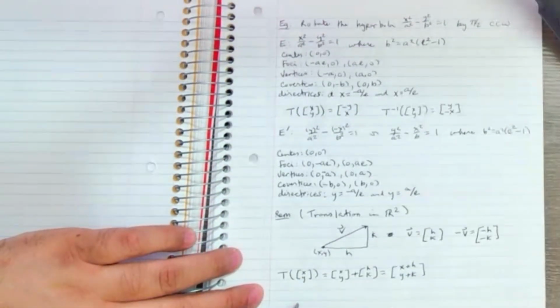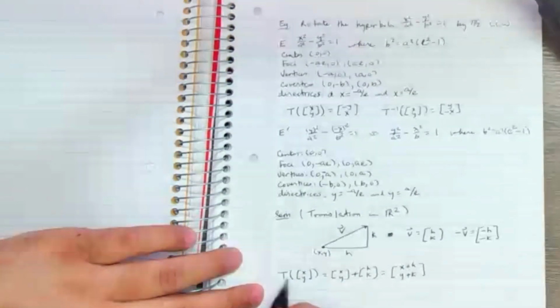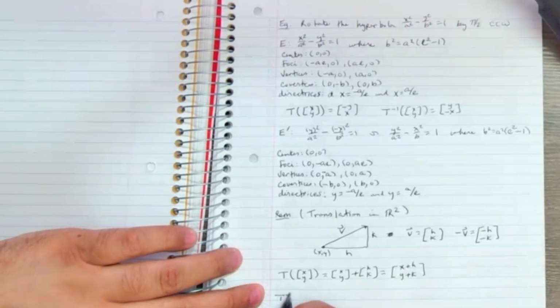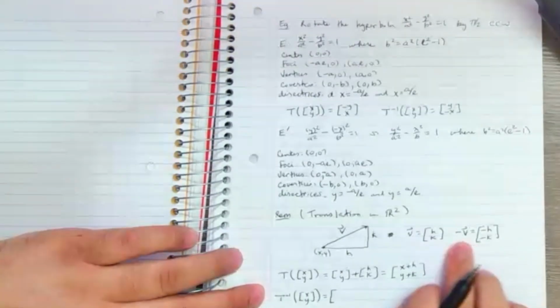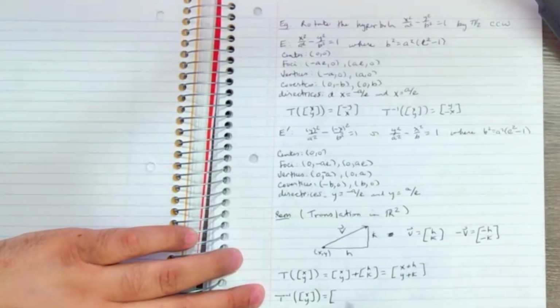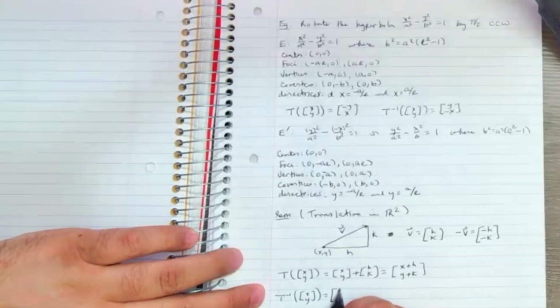And the passive transformation that corresponds to this active transformation is one that applies the additive inverse of the vector, and so that takes the point xy to the point x minus h, y minus k.